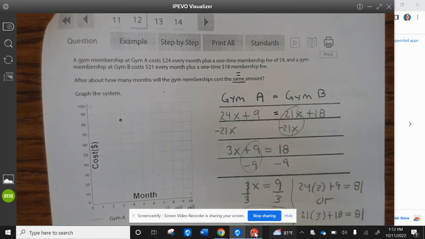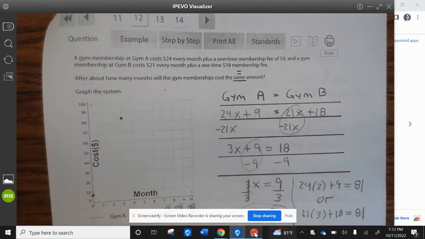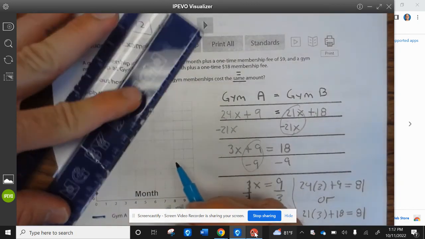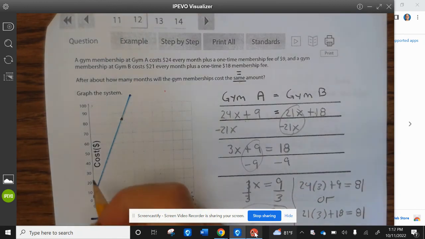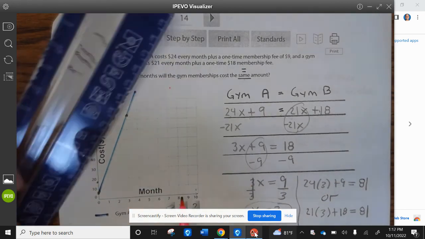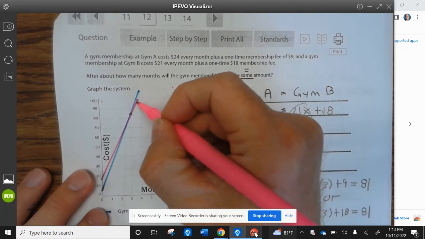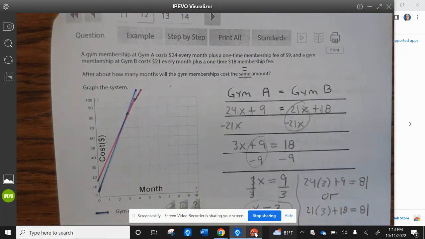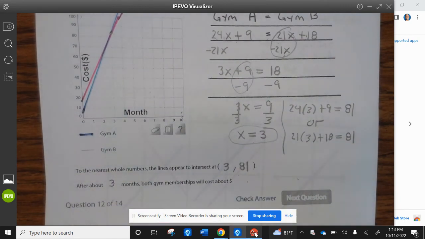Okay, so now all I need to do is find the initial y-intercept of this graph. This one starts at 9. So I know that the first line is going to go from here to here. So Gym A, we'll do in blue. Okay. Now, Gym B starts at 18. 18 is about right here. Okay. And so we're going to go from here to here. Okay. So we can say after about 3 months, both gym memberships will cost $81.